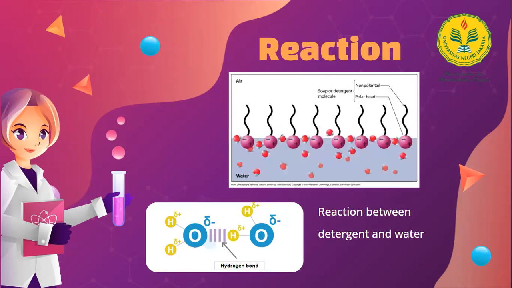Water is a polar compound because it has a dipole moment, where the oxygen atoms tend to be negatively charged and the hydrogen atoms tend to be positively charged. This dipole moment causes the hydrogen atoms in water and the oxygen atom in detergent to attract each other, thus forming hydrogen bonds.